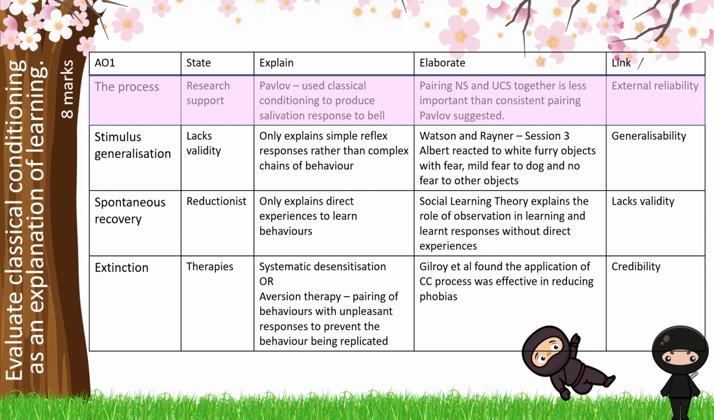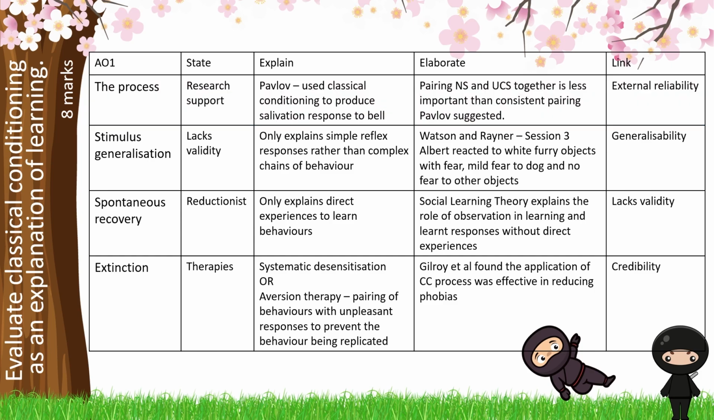We're going to counter that in order to make sure we've got our logical chains of reasoning by saying that Pavlov over-exaggerated the need for that contiguous pairing, that the neutral stimulus and unconditioned stimulus had to be paired together. In fact, Rescorla suggests that consistent pairing is just as effective. What we want to make sure that we're doing is having mini conclusions throughout, and we do that through our link sentences, and here we're saying we've got external reliability, consistency in research to support that classical conditioning does explain learning.